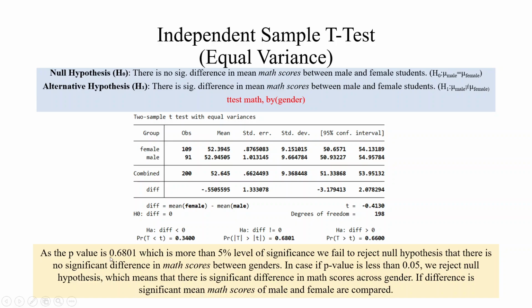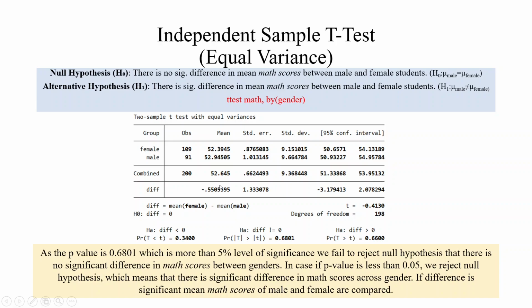As the p-value is 0.6801, which is more than 5% level of significance, we fail to reject null hypothesis that there is no significant difference in math scores between the genders. So in other words, null is accepted, but we write fail to reject.